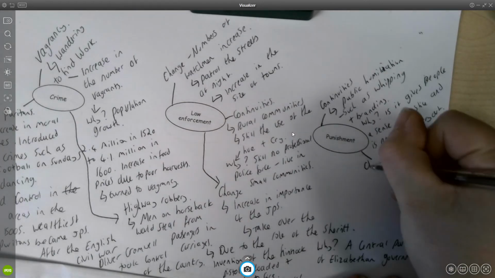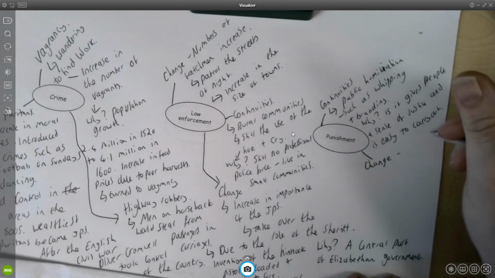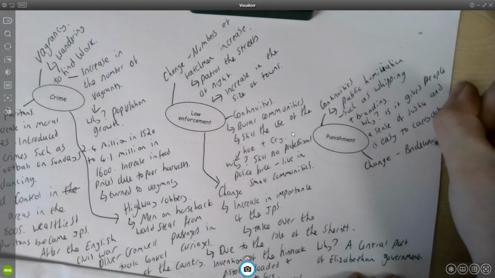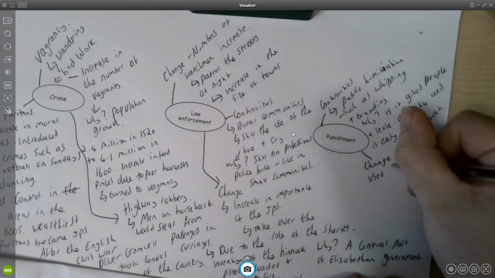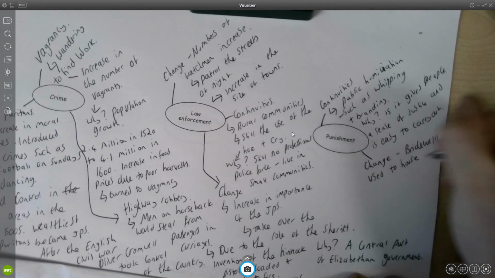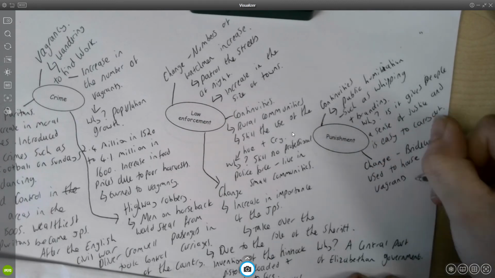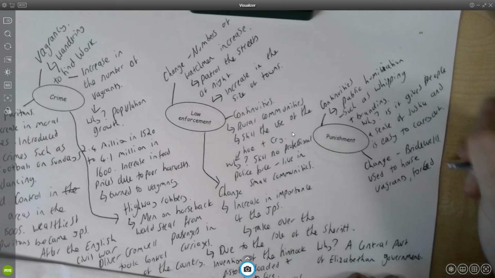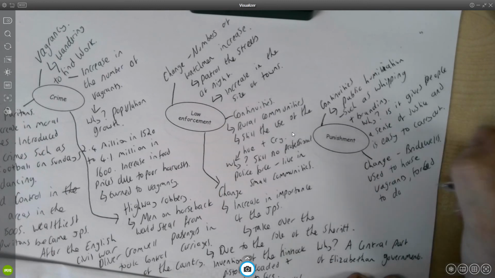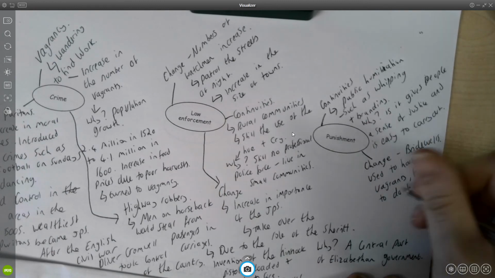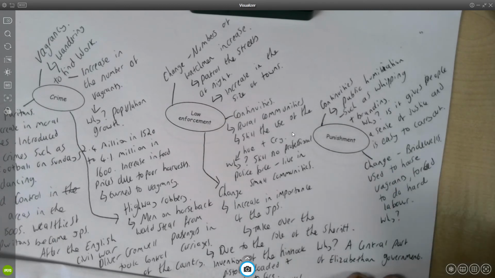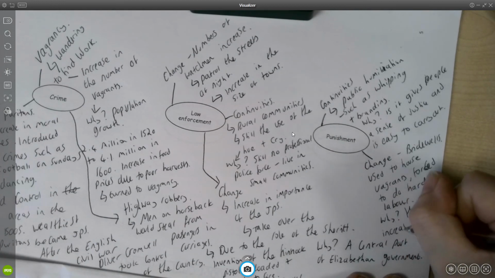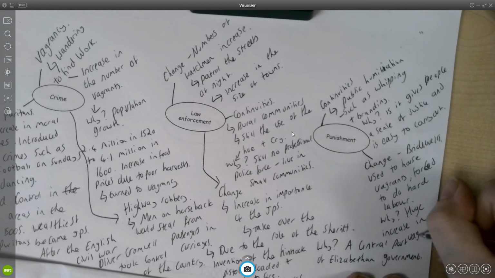A change in punishment is the introduction of bridewells. And these are places that are used to house vagrants, where people are forced to do hard labour. Why is it introduced? Well, as mentioned earlier, there is a huge increase in the number of vagrants in this time period.